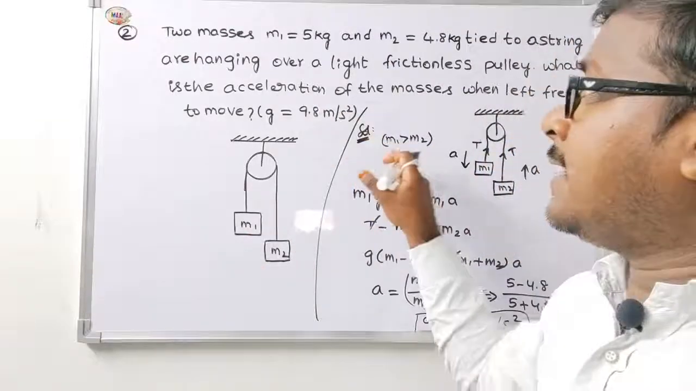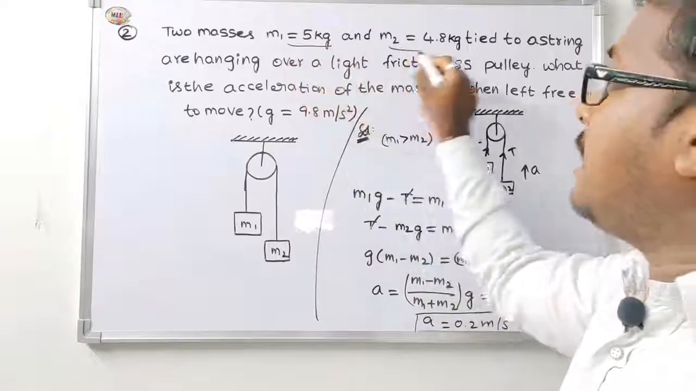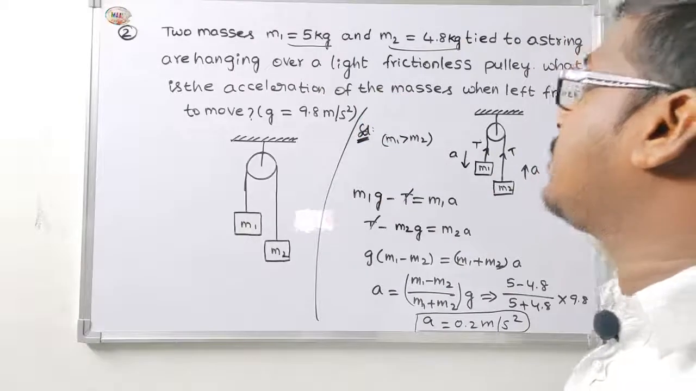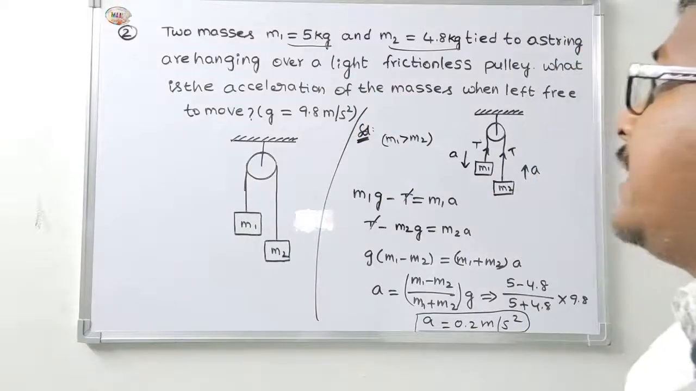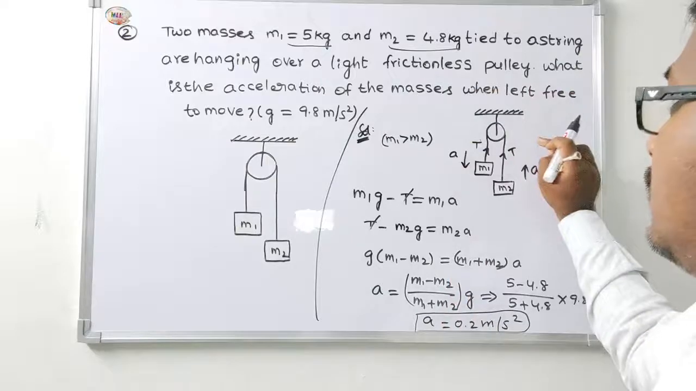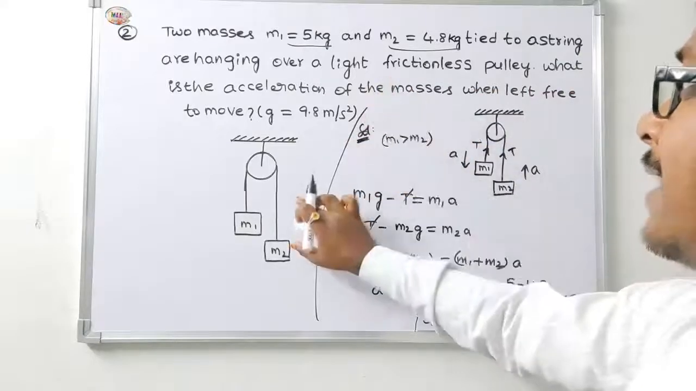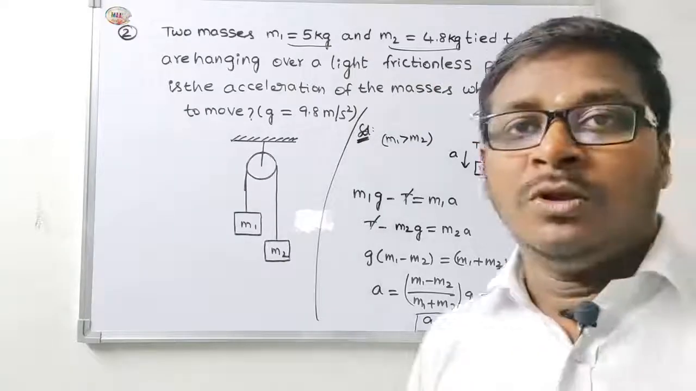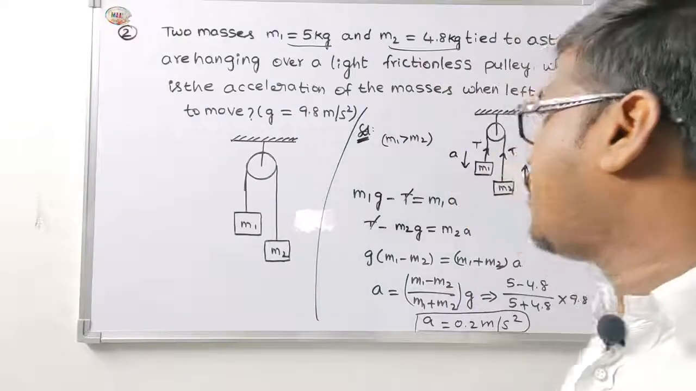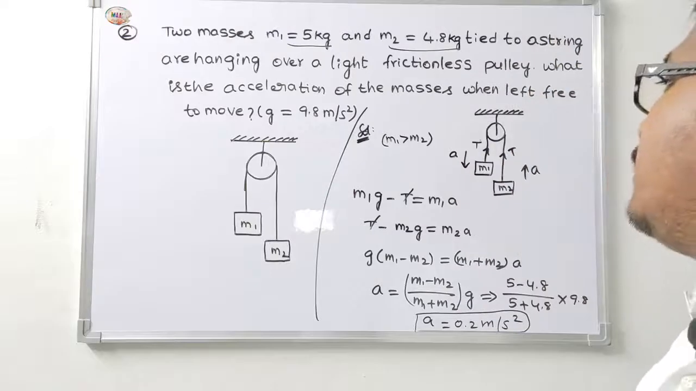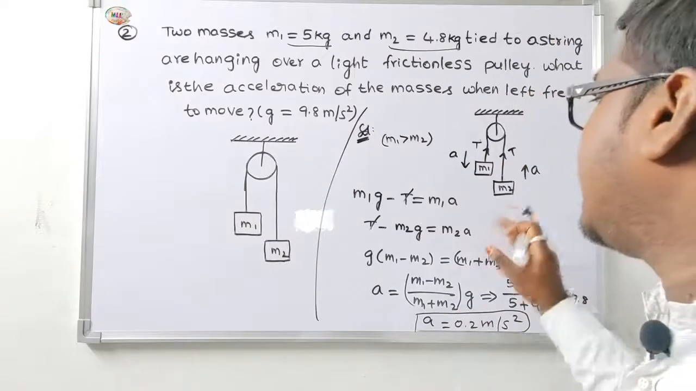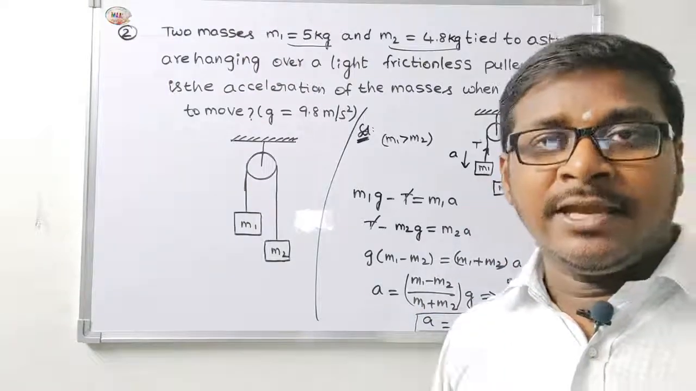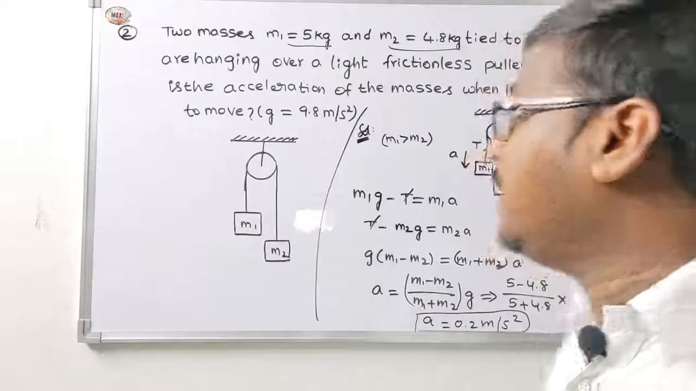Here m1 is greater than m2, because m1 is equal to 5 kg and m2 is equal to 4.8 kg, as already given in the problem. The masses are hanging over a light frictionless pulley. What is the acceleration of the masses when left free to move? Take g equal to 9.8 meter per second square. The two blocks are attached to the ends of the string passing through a frictionless pulley.